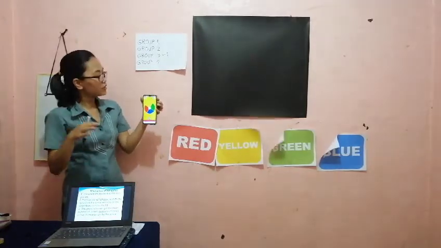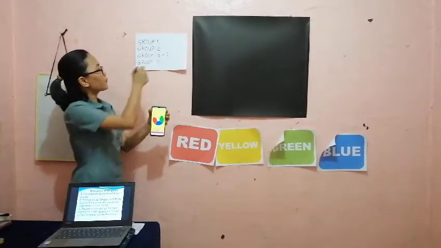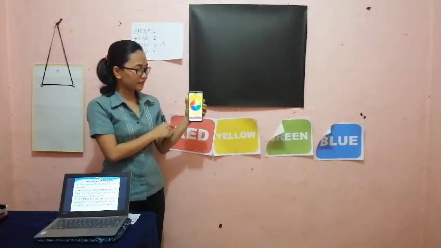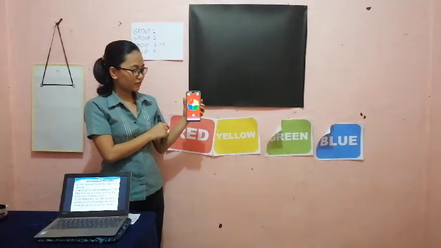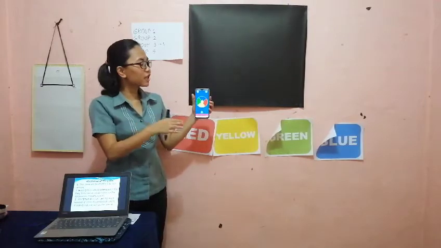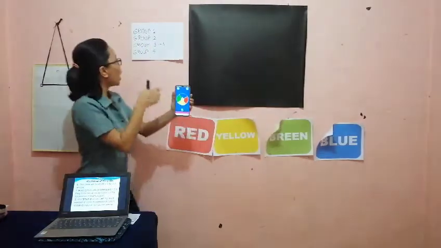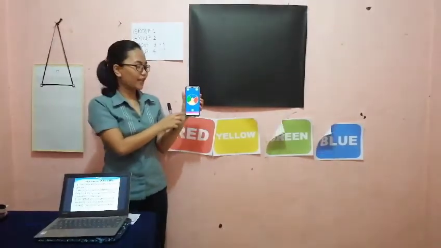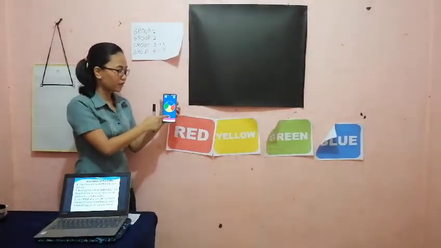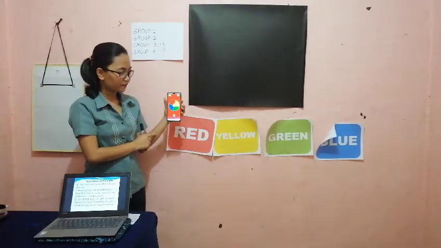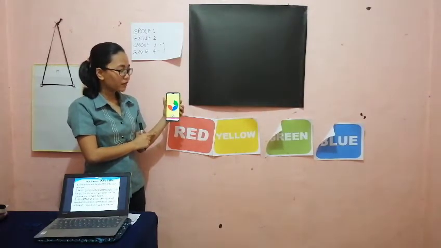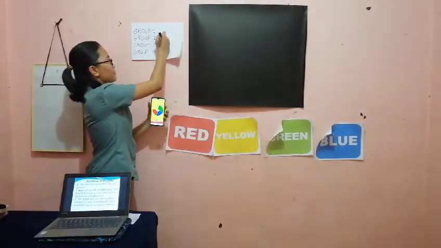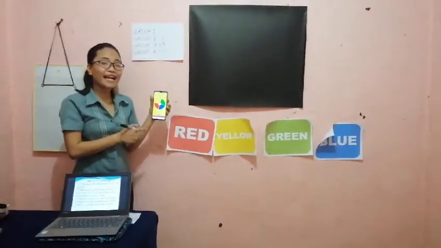Okay, for round number 2, the arrow stopped at yellow. So group 4 got the correct guess. Okay, let's have round number 3. Okay, for round number 3, the arrow stopped at blue. So group 4 got the correct guess. How about round number 4? Let's have round number 4. For round number 4, group 2 got the correct guess. Let's have the final round.